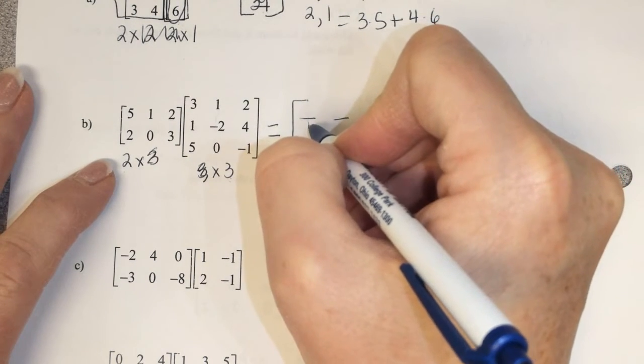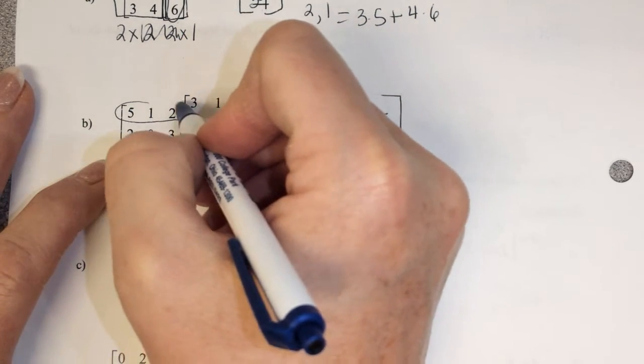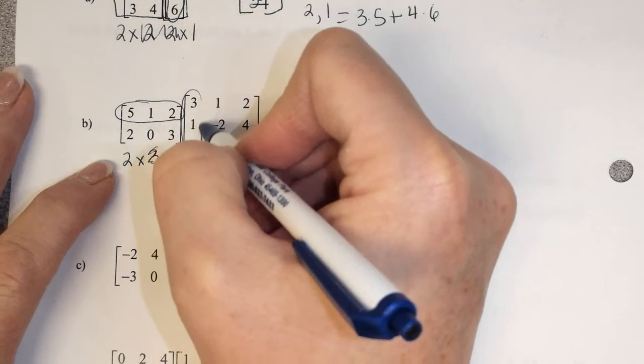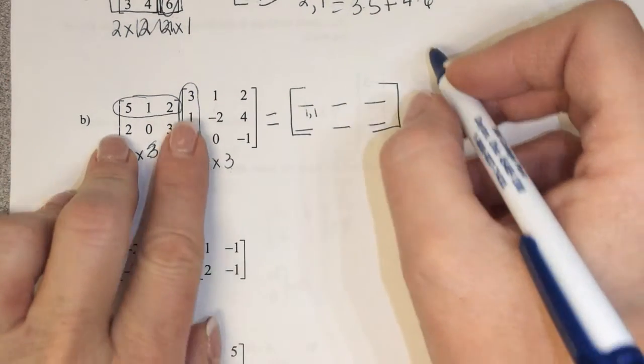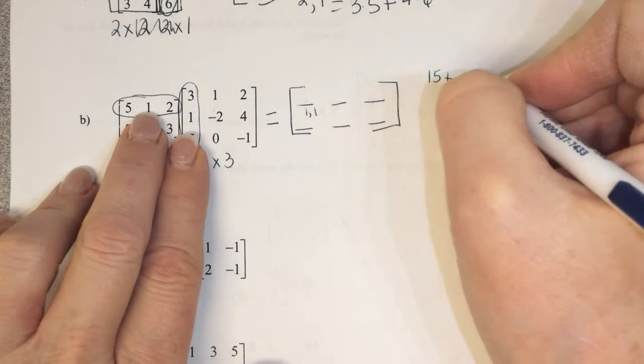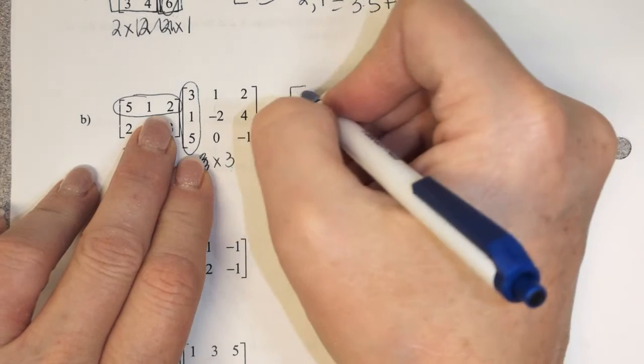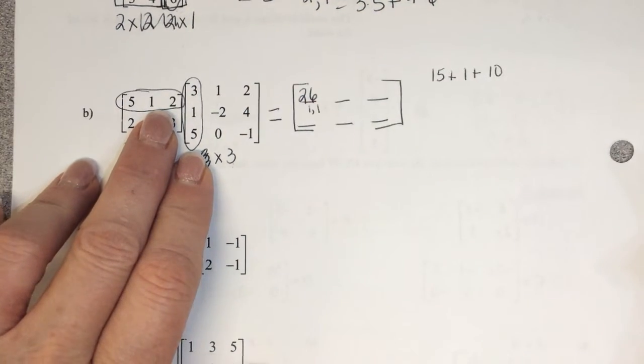This is in the first row, first column. So I'm going to have to use the first row and the first column, and match it up. It's going to be 5 times 3, 15, plus 1, plus 10. So 16 and 10 is 26.